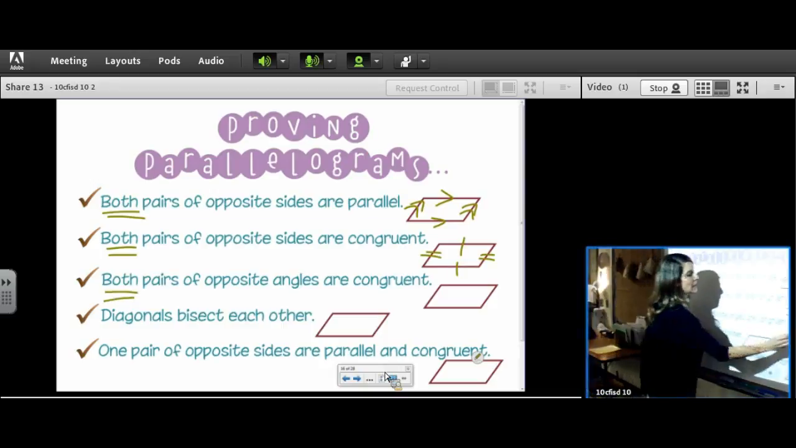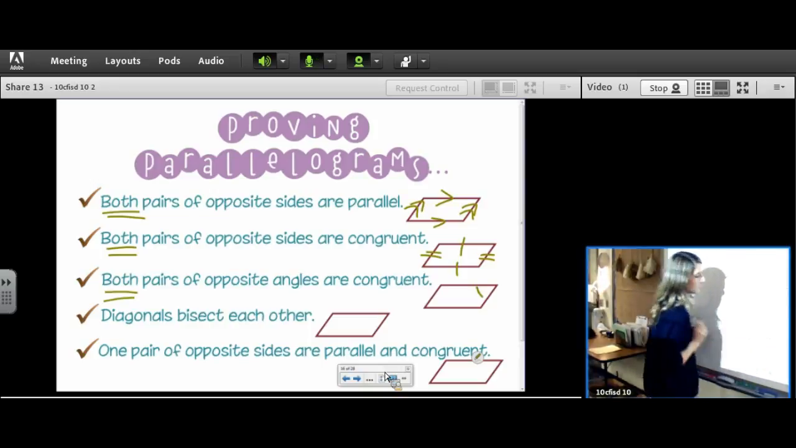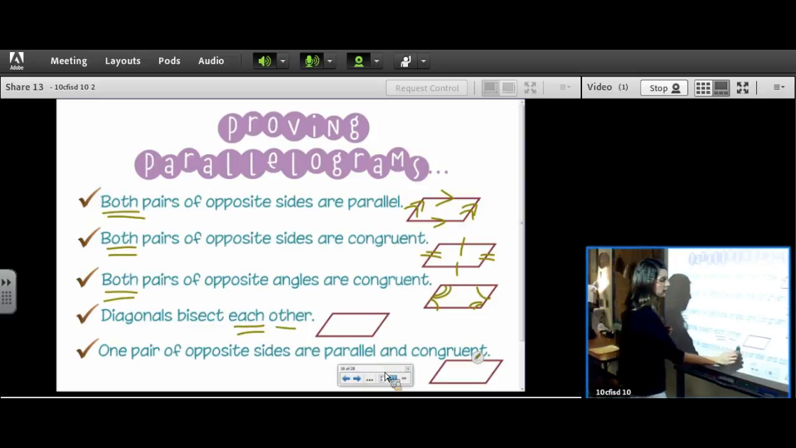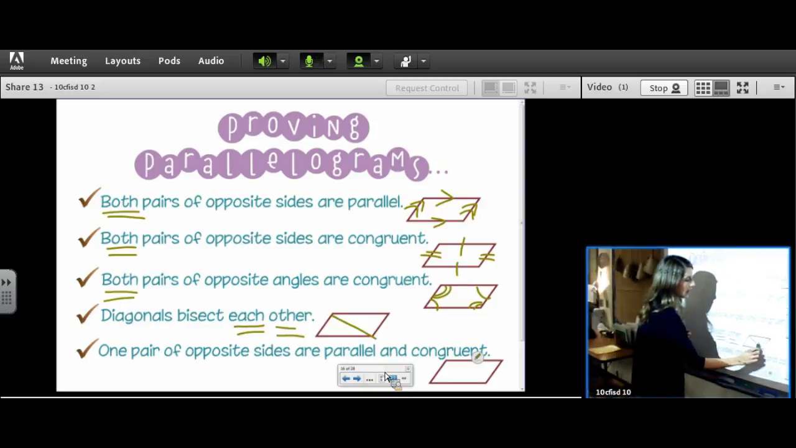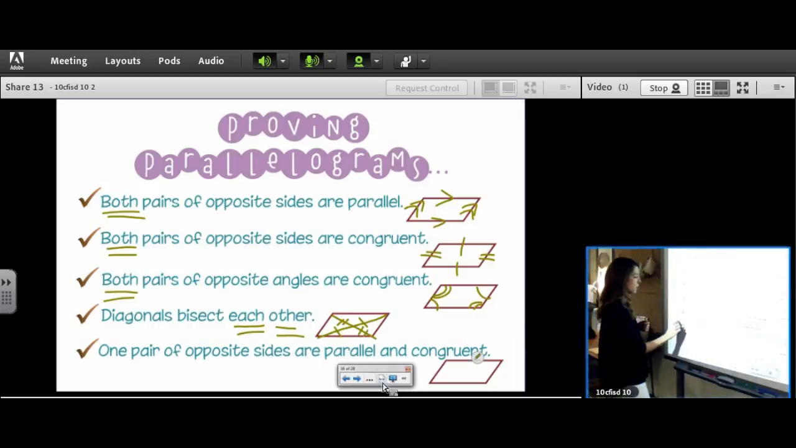Both pairs of opposite angles would need to be congruent. Diagonals need to bisect each other. One diagonal can't just bisect the other, so tick mark, double tick mark, double tick mark. And then here's our new one.